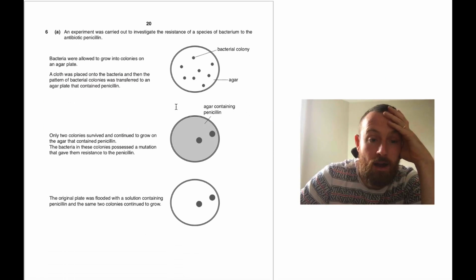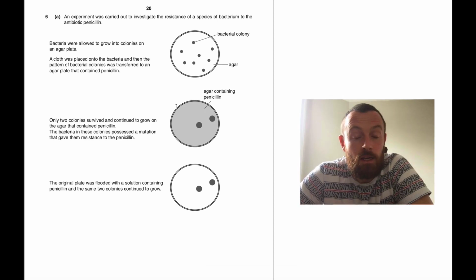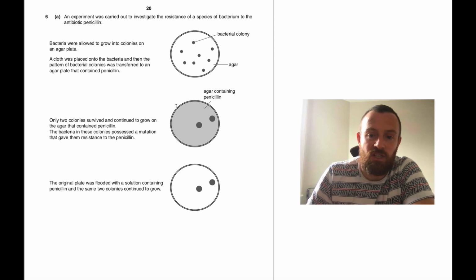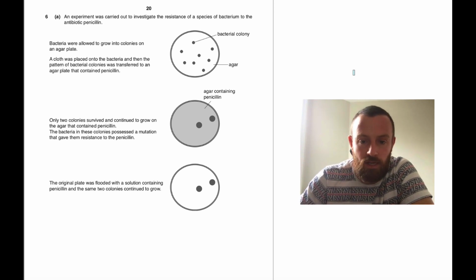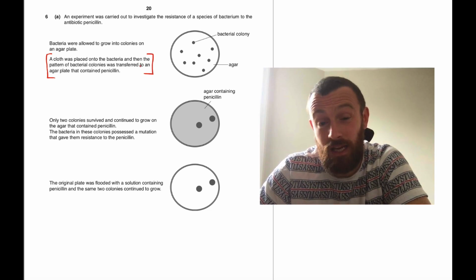Okay, fantastic. All right, here's an experiment that was carried out to investigate the resistance of a species of bacterium to the antibiotic penicillin. So we've got the bacterial colonies growing on the agar. Then we had this transfer. We will learn actually more about this in year 13.